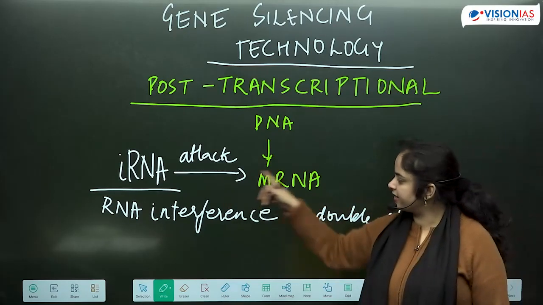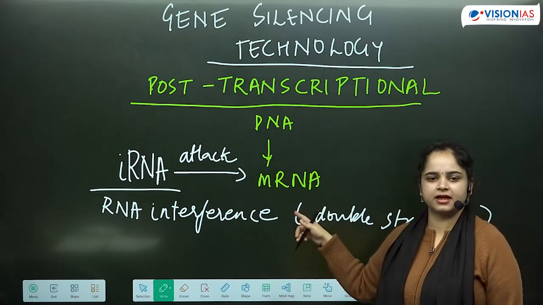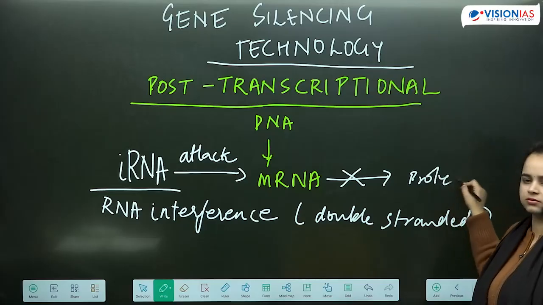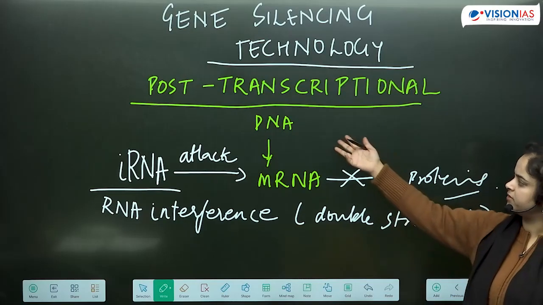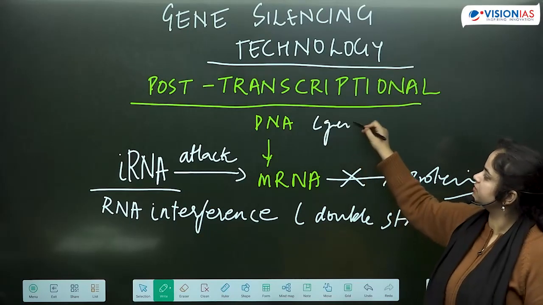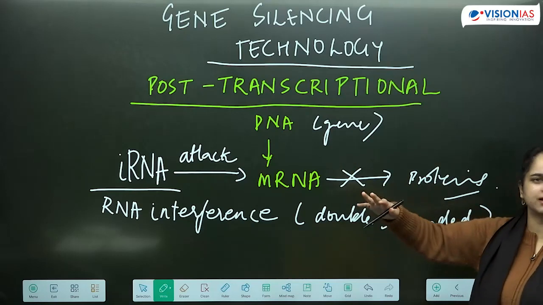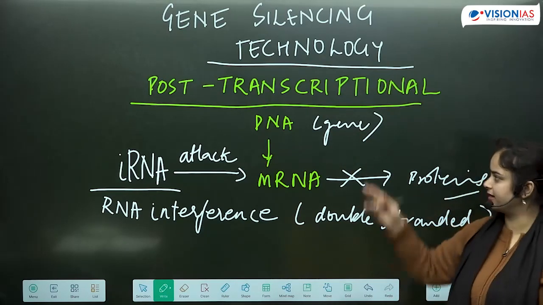ये iRNA mRNA को attack करेगा and mRNA then will not be able to make proteins. So when no proteins are formed, the impact of this gene is not going to be there. Gene है लेकिन उसका कोई impact नहीं है, so gene silent है. ठीक है? Write down one more line.